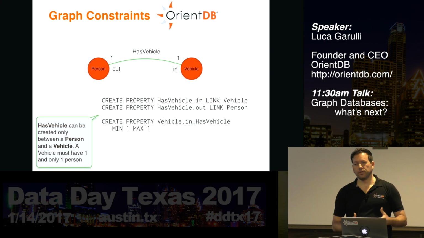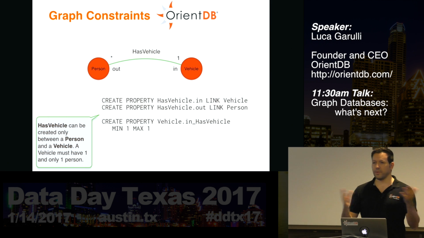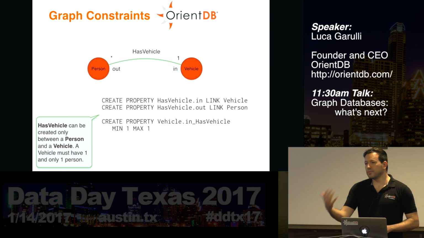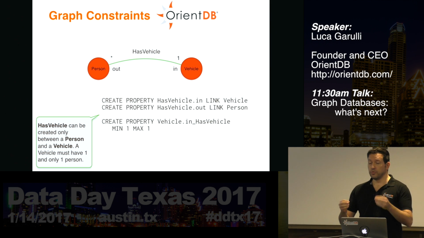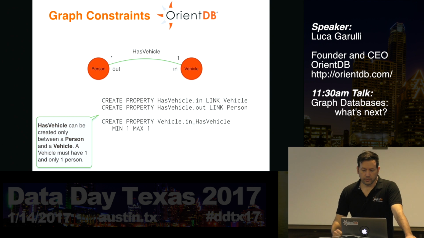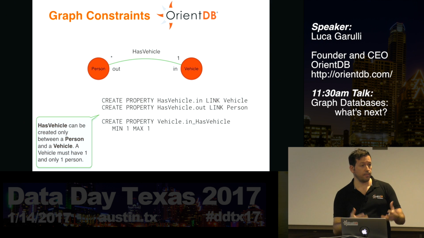Constraint with the graph is something new, right? We are used to working with graphs where you can connect an edge to any vertex, right? So it's up to the application, up to the developer, to use the right edge. With OrientDB, we extended the graph constraint. So you can actually say, for example, that the HasVehicle edge can be connected only from person to vehicle, right? And you can also say just one, so one vehicle can only have one owner. You can say that with OrientDB. So you can enforce the schema.